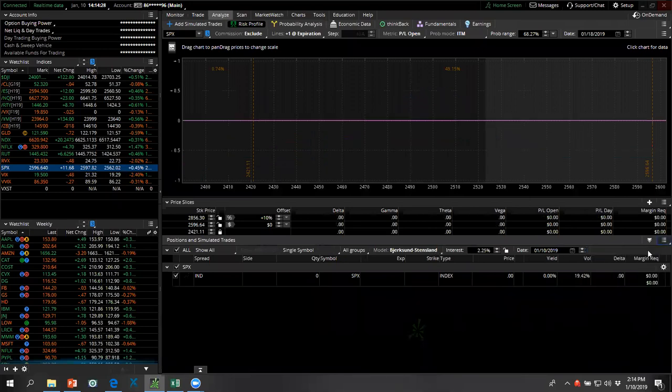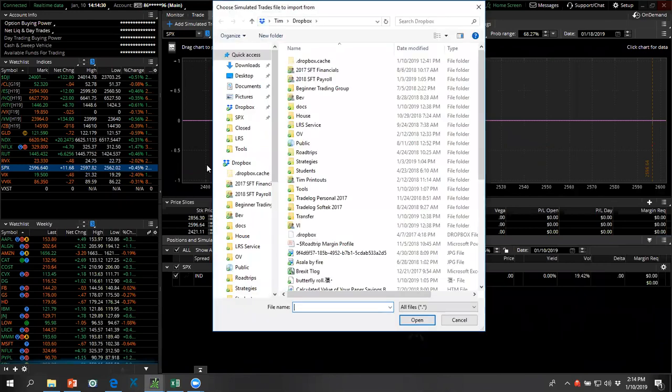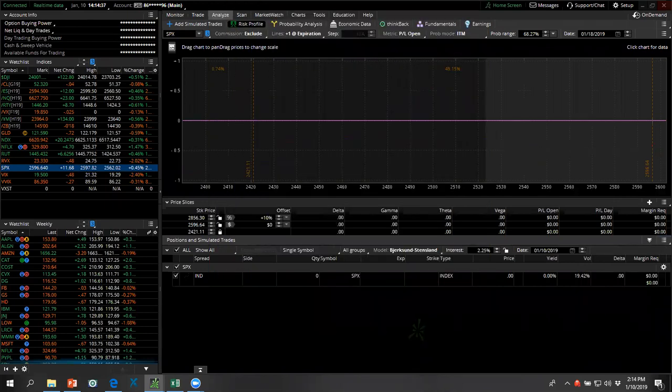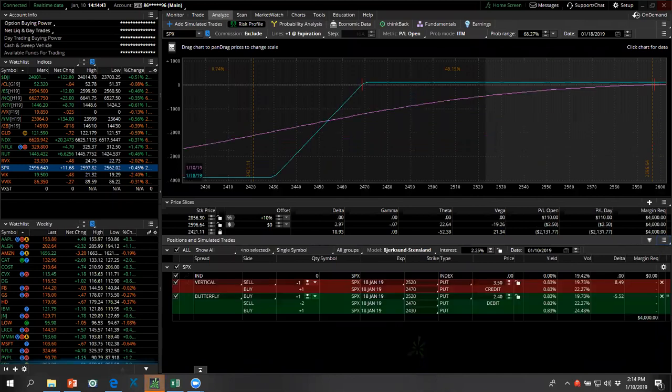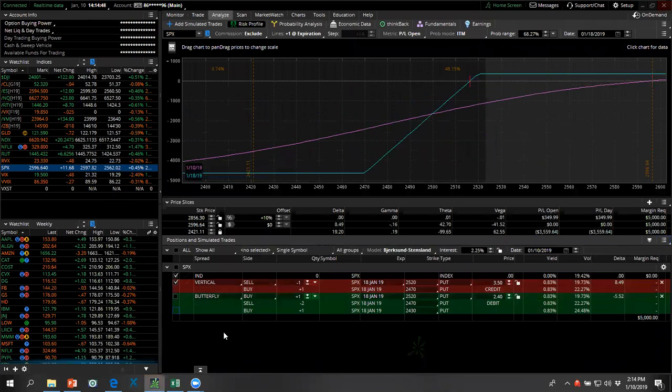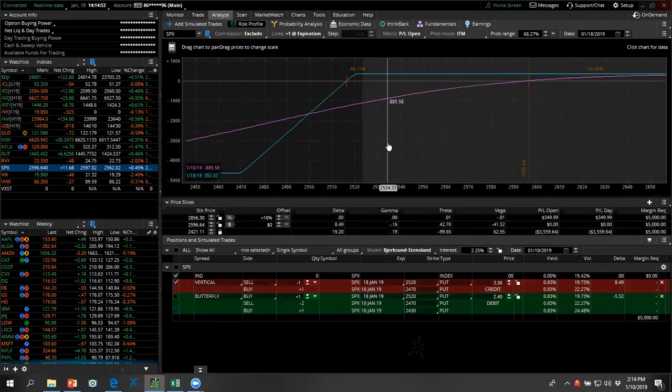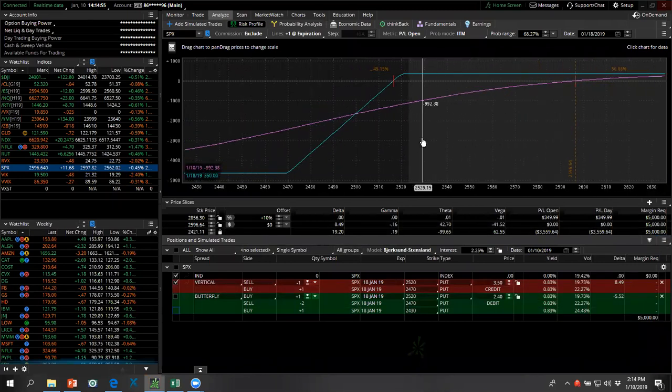Let me load up this example. Let's see here. Where did it go? Get this over here so I can see it better. There. Okay, let me uncheck this for a second. Here's an example of a put credit spread. And for whatever reason, you want to roll this down.